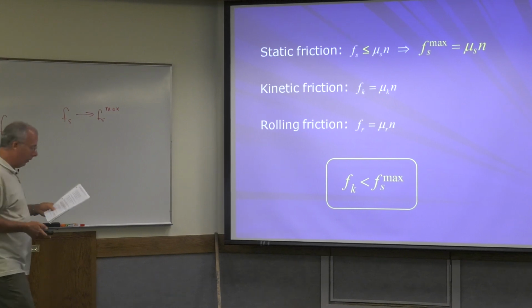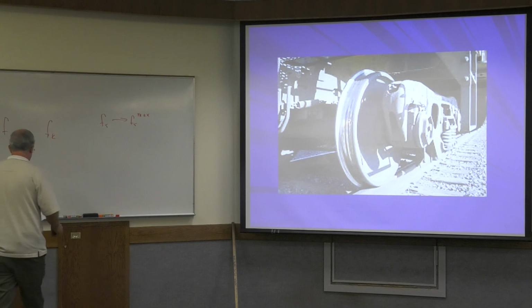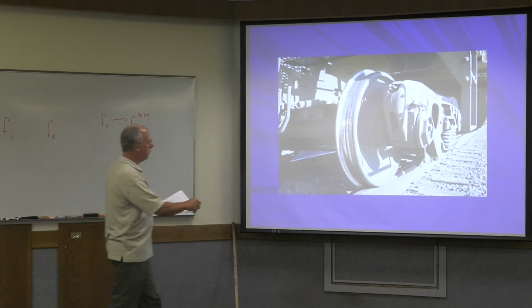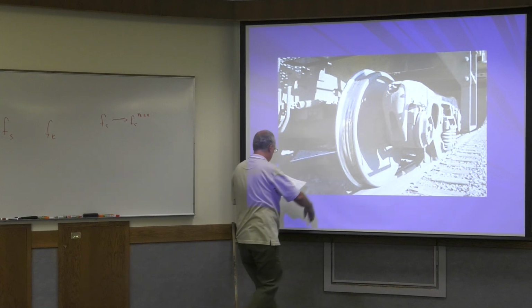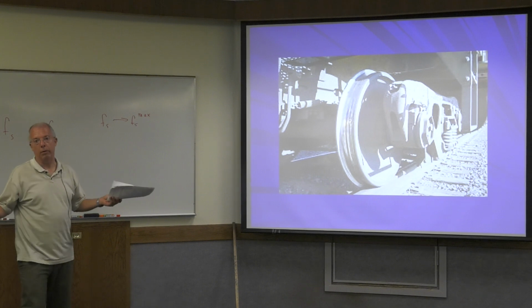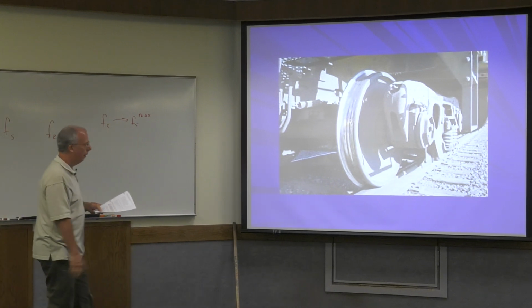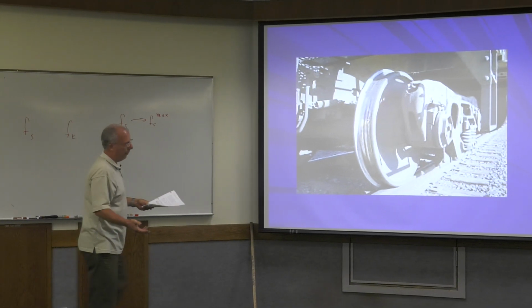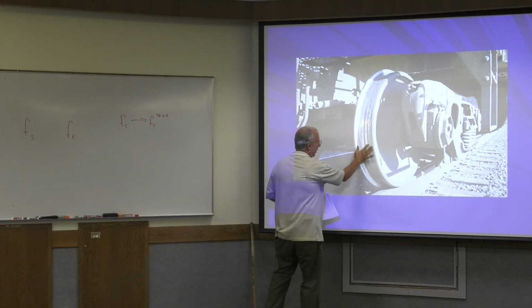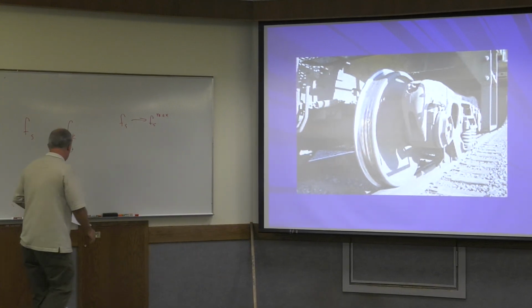Okay, now let's talk a little about these coefficients of friction. Why do you suppose train wheels are made out of steel and not rubber? Cars are rubber, right? Why do you suppose train wheels are made out of steel and not rubber? Well, it's sort of obvious, I hope. There's probably less rolling friction with steel than there is with rubber. Okay.